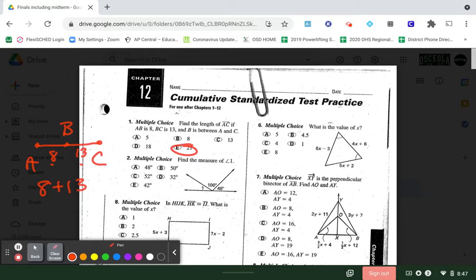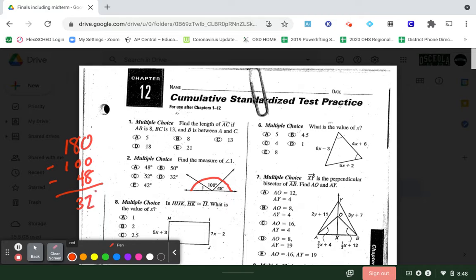For number 2, find the measure of angle 1. So I know that these 3 angles add up to 180. So that adds up to 180 right there. So if I take 180 minus the 100 that we know, minus the 48, that's going to give us 32 degrees, I believe. So that's D.